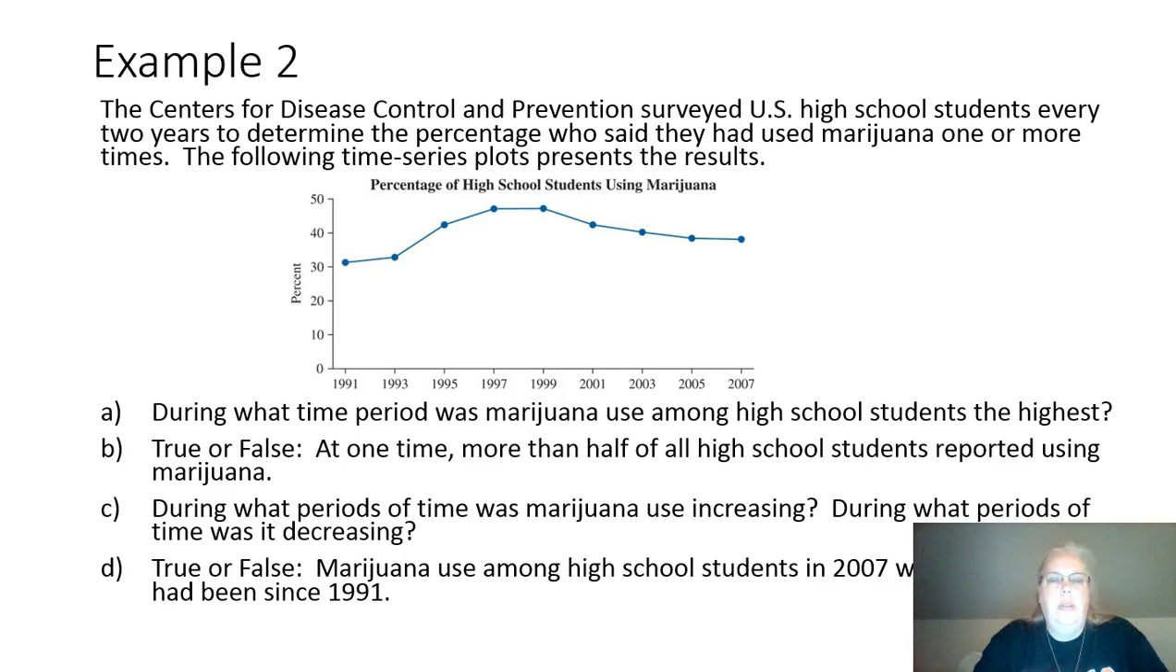A. During what time period was marijuana use among high school students the highest? Alright, to answer this question, we are actually going to be looking for the tallest point on the graph, and that looks like it occurs in this area right in here. Looks like the use is kind of evened out here. And so the years that go with this are 1997 and 1999.